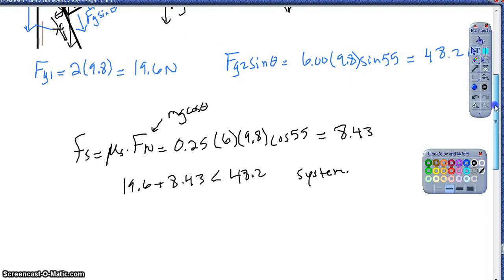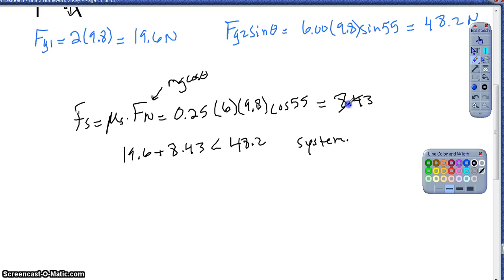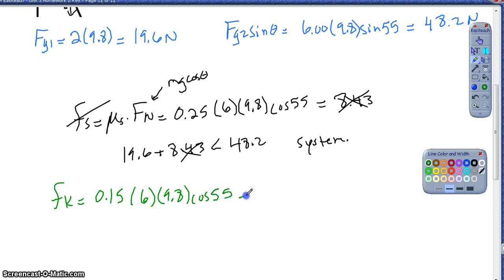So I definitely know the system is going to move, and because of that, I know that static friction goes out the window. I do not care about that static frictional force anymore because once the system is in motion, I need my kinetic friction. So I'm going to do the same thing I just did, except I'm going to use my coefficient for kinetic friction. Using these same measurements, I've got 0.15, the kinetic coefficient, times 6 times 9.8 times cosine of 55. When I do that, and obviously this number should be a little bit less than the 8.4, I end up getting about 5.06 newtons.